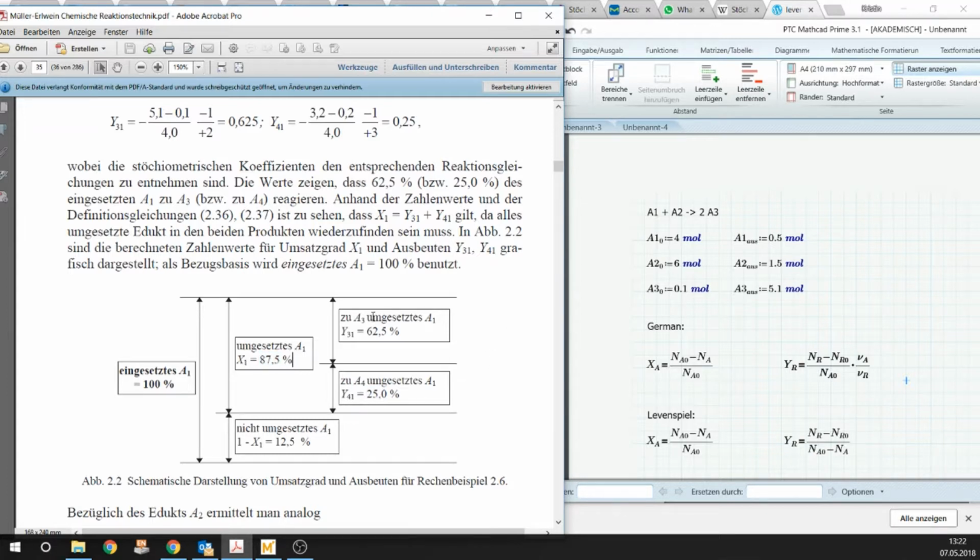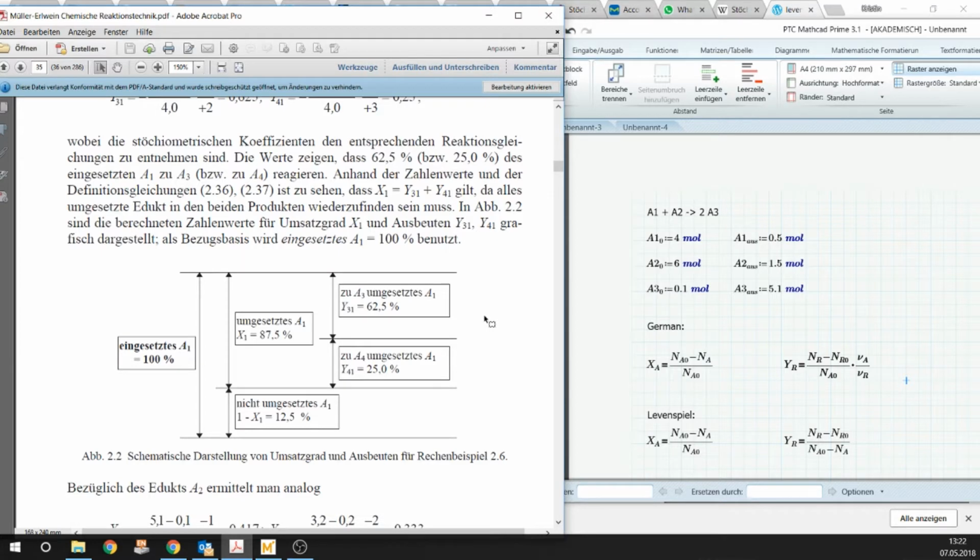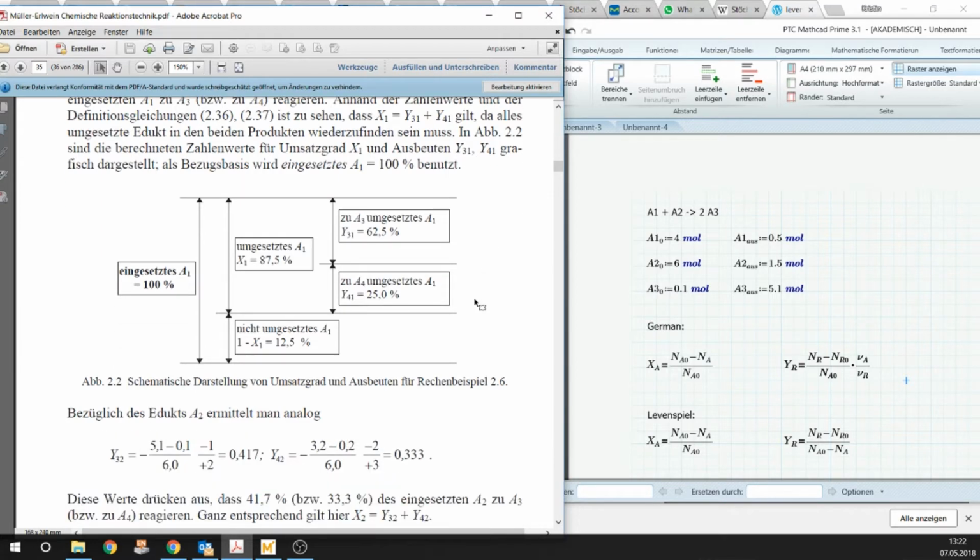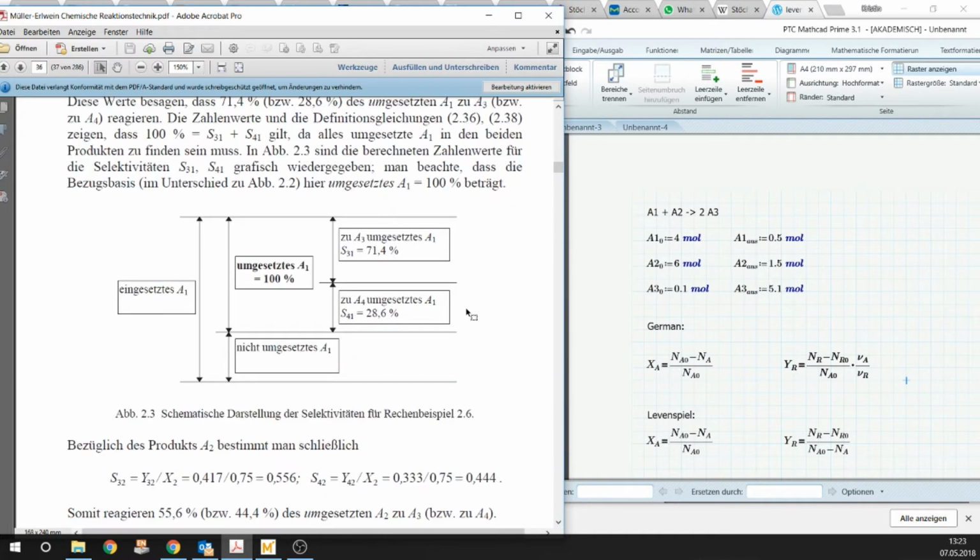And I just want to point out in English this isn't the case, but rather the yields here, they also represent this fraction, but they add up to 100%. And this is pretty much the only difference in my understanding of how they ought to be defined. Here, according to Müller-Erlwein, the way the selectivity is defined, this is also the same.